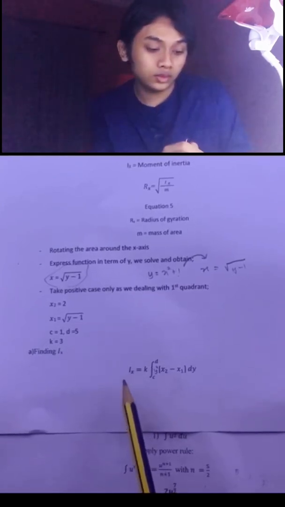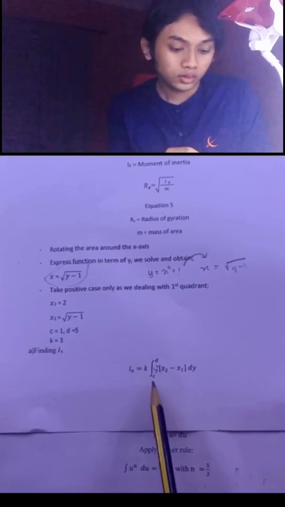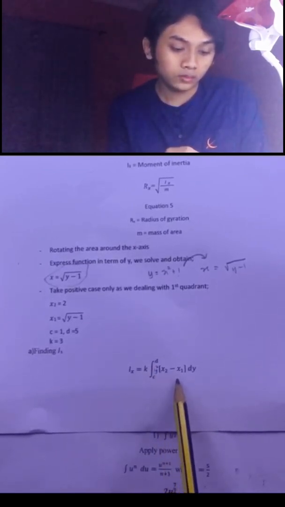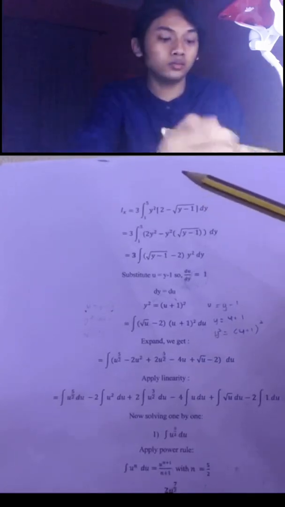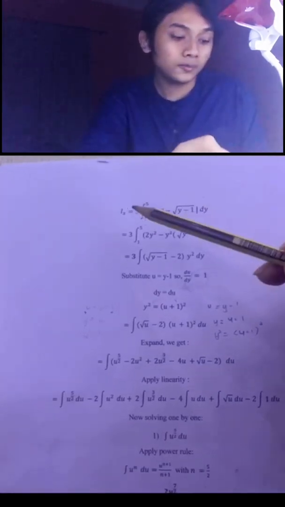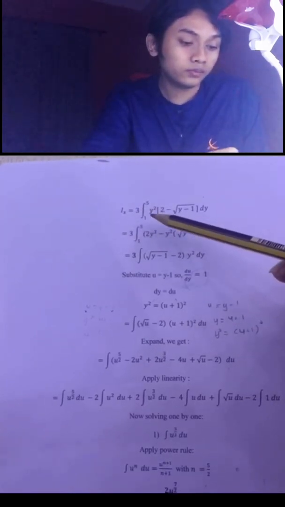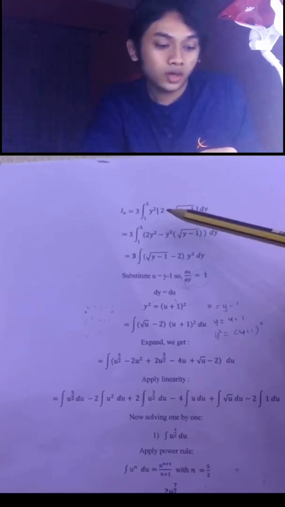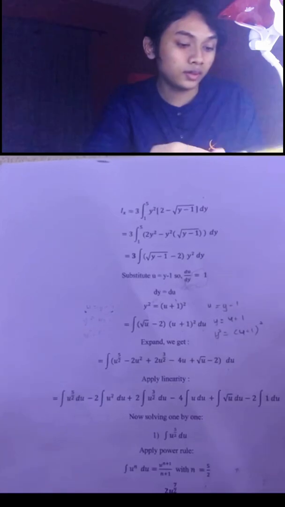So we use the formula Ix equal to k integration from c to d of y square multiplied by x2 minus x1 dy. From this formula, we substitute the values that we already have, and it becomes Ix equal to 3 integration from 1 to 5 of y square multiplied by 2 minus square root of y minus 1 dy.